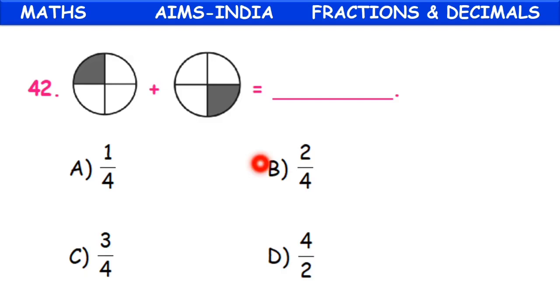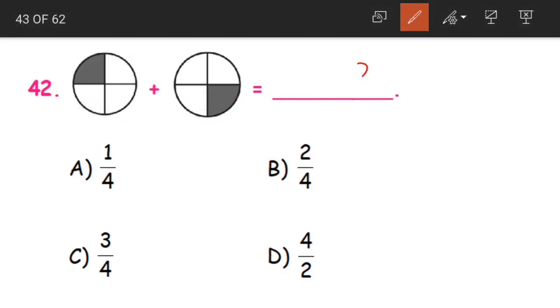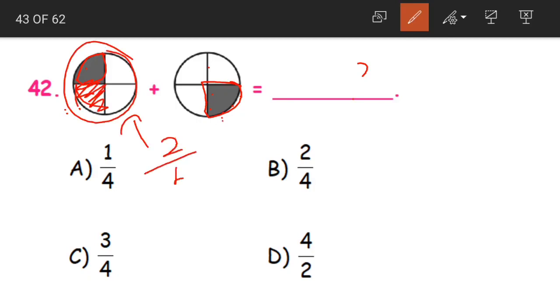Next question 42. We are having two figures. When we add these two, they are asking us to find out the sum. There are two ways to solve this. See, both are the same figures. Yes, children, same number of parts. Here one is already shaded and in the other figure another part is shaded. So if we combine these two, what will be the combined figure? 2 are shaded out of 4. 2 by 4 becomes our correct answer.